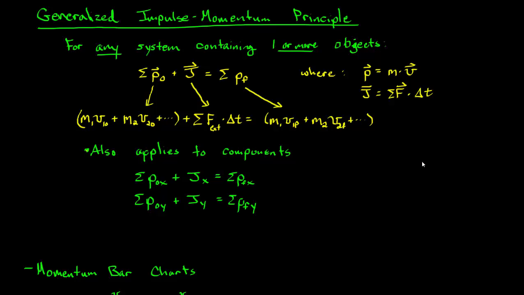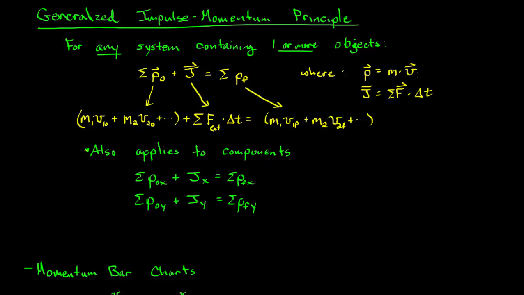So now we can put everything that we've learned about impulse and momentum into one principle, and that's called the generalized impulse momentum principle. This applies for any system that has one or more objects. So we don't care if it's isolated or not. It applies to everything. And it's just this: the total initial momentum plus any impulse is equal to the final momentum.